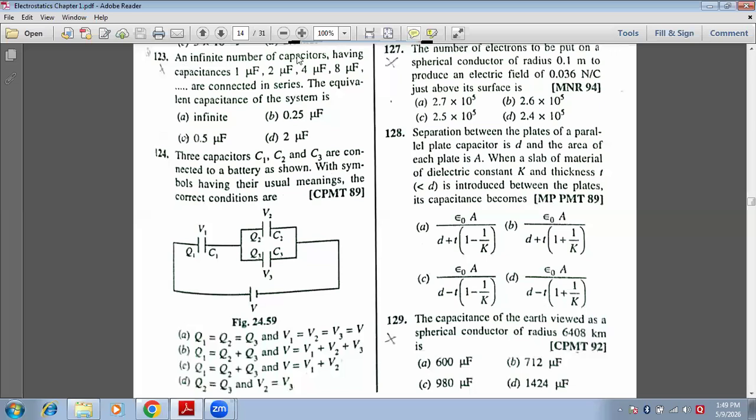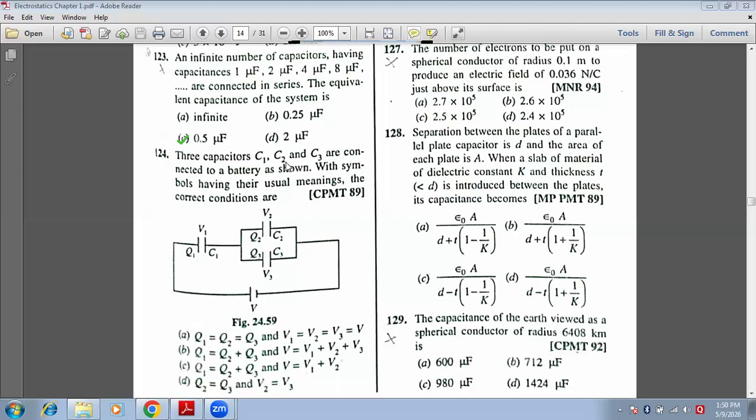An infinite number of capacitors having capacitances 1 microfarad, 2 microfarad, 4 microfarad, 8 microfarad, and so on are connected in series. The equivalent capacitance of the system is: option A, infinite; option B, 0.25 microfarad; option C, 0.5 microfarad; option D, 2 microfarad. Correct answer: option C, 0.5 microfarad.